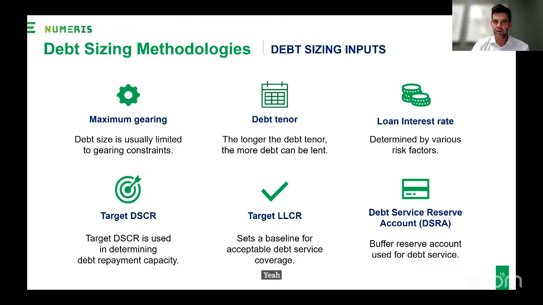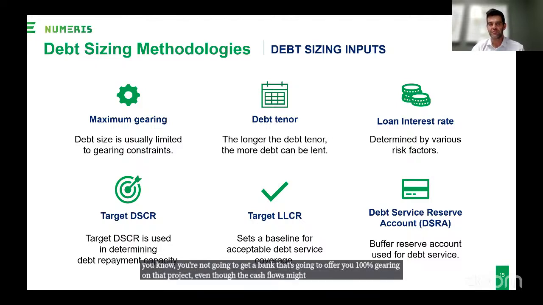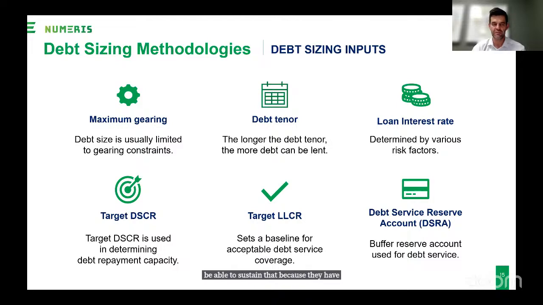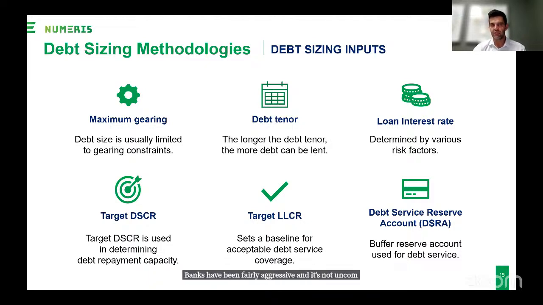Yeah, so those are some of the obviously key parameters that you've set out. I think just from our experience, things like maximum gearing levels and DSCR levels are normally driven by bank mandates. So for example, even in some of the renewable energy projects that we see in South Africa that have substantial cash flows, you're not going to get a bank that's going to offer you 100% gearing on that project, even though the cash flows might be able to sustain that, because they have mandate limits within the bank themselves. So typically for renewables, we see baseline gearing of about 70% or so. However, lately banks have been fairly aggressive, and it's not uncommon to see senior debt levels of 85% for renewable projects.